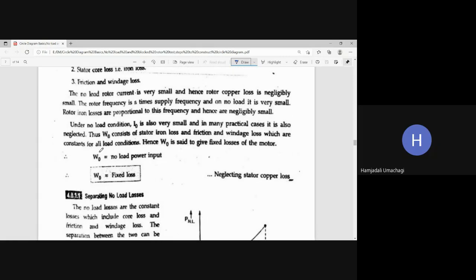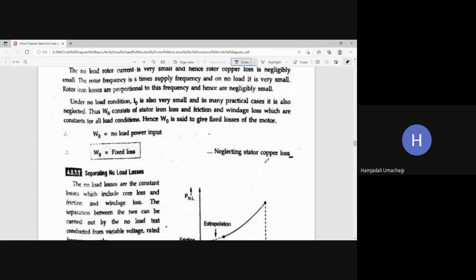So finally, W naught is the information related to the no load power. That is, W naught is equal to fixed losses, neglecting stator copper loss, because since it is no load current, the copper losses will be very small in the stator. Because of that, we finally conclude that W naught has the information only related to the fixed loss. Fixed loss means iron plus friction and windage loss, which is nothing but mechanical loss.